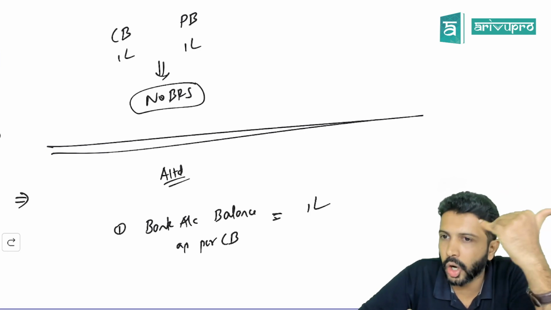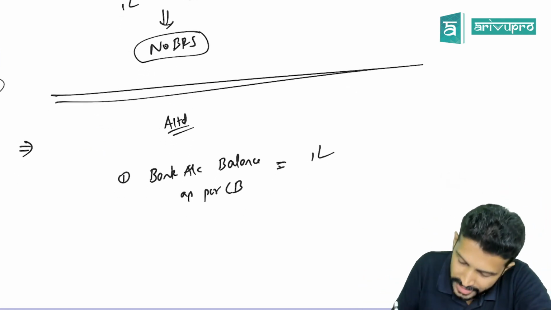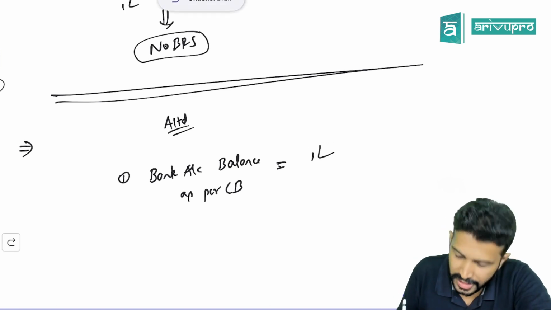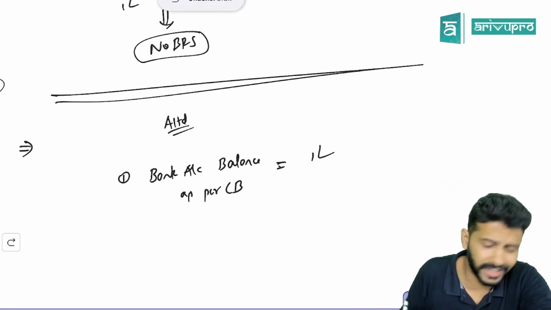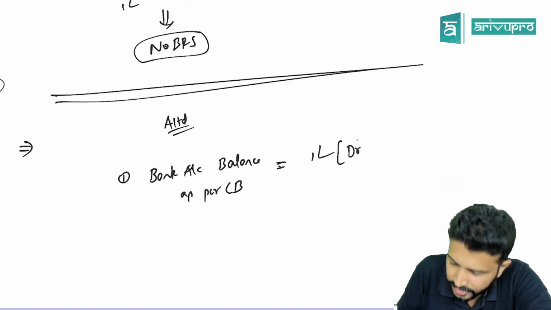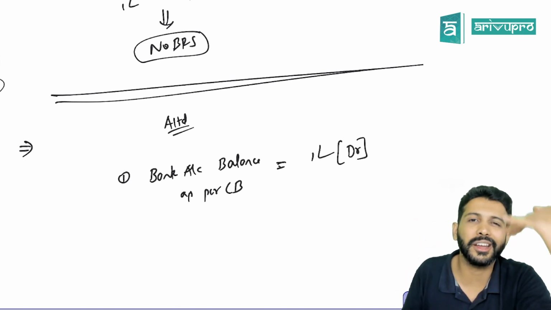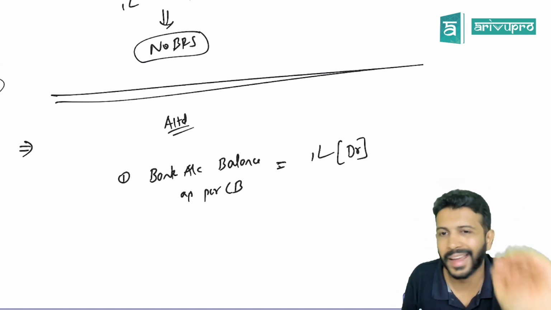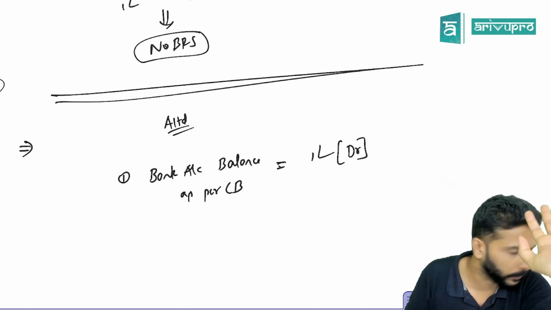Bank account debit to capital. So that means how much value? 1 lakh. So that means as per cash book, bank account is having a debit balance or credit balance? Debit balance, because the journal entry is bank account debit to capital account 1 lakh. Are we okay? All right.